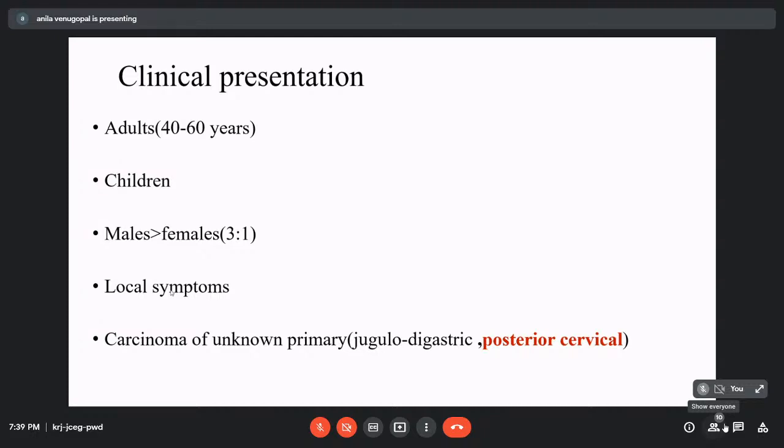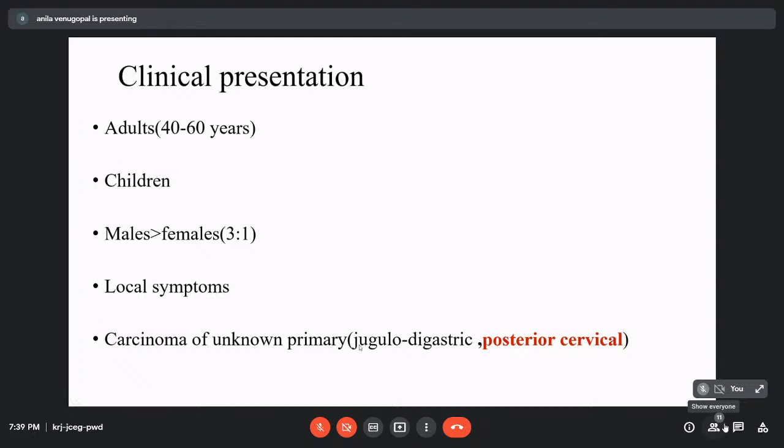The higher stage tumors, the stage 4 tumors, particularly with involvement of cranial nerves and so on, then the symptoms will be diplopia, facial pain, and so on. Nasopharyngeal carcinomas are well known to present as carcinoma of unknown primary, or CUP. And when they do so, the levels of lymph nodes involved matter.